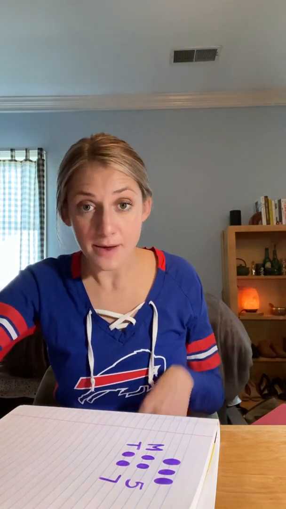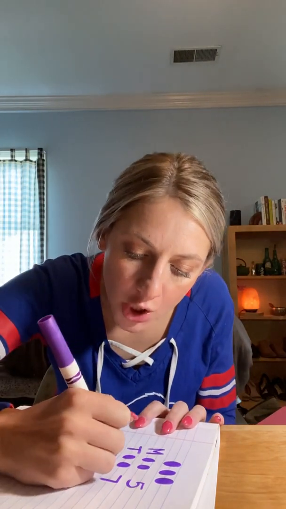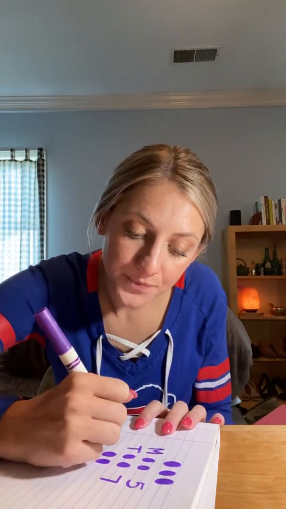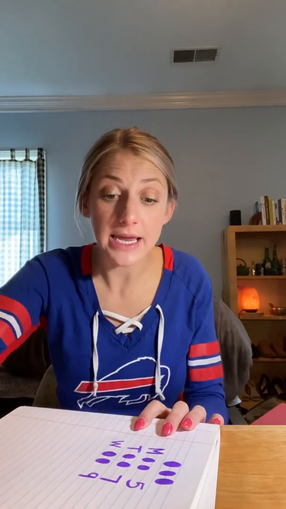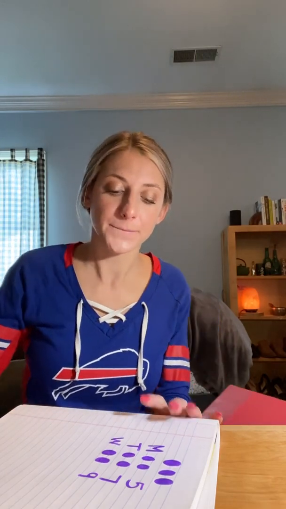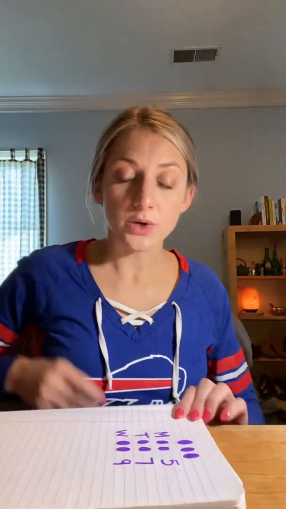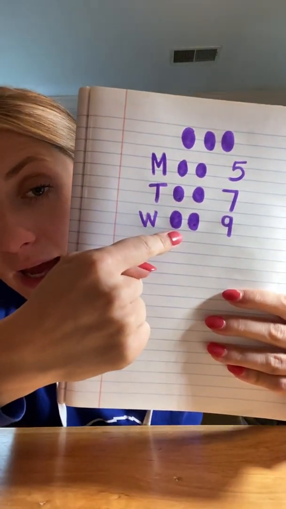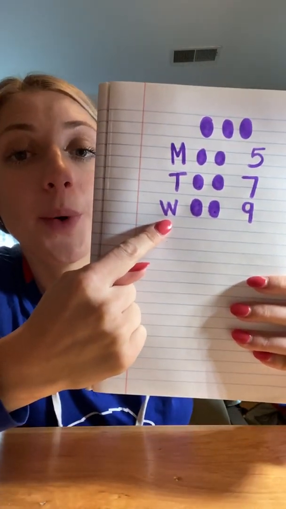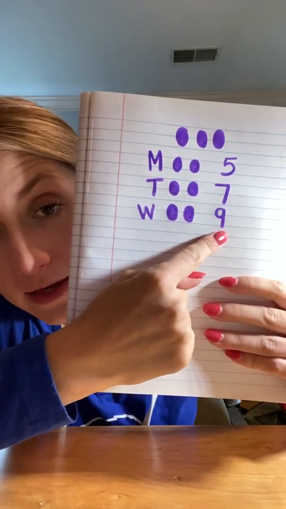On Wednesday, Brendan brought in 2 more cans. Go ahead and see if you can draw your dots. Think about what you are going to label that row, and how many cans they had at the end of the day on Wednesday. When you're done, you can go ahead and look at the screen and check it with mine. 2 more cans on Wednesday. I labeled it W for Wednesday. And they had 9 cans at the end of Wednesday.